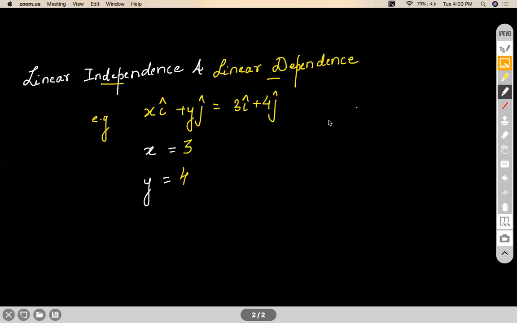So before I start the concept, good afternoon, Sai. Before I start the concept, I would like to talk about linear combination. This word also you will hear from me very often, linear combination.